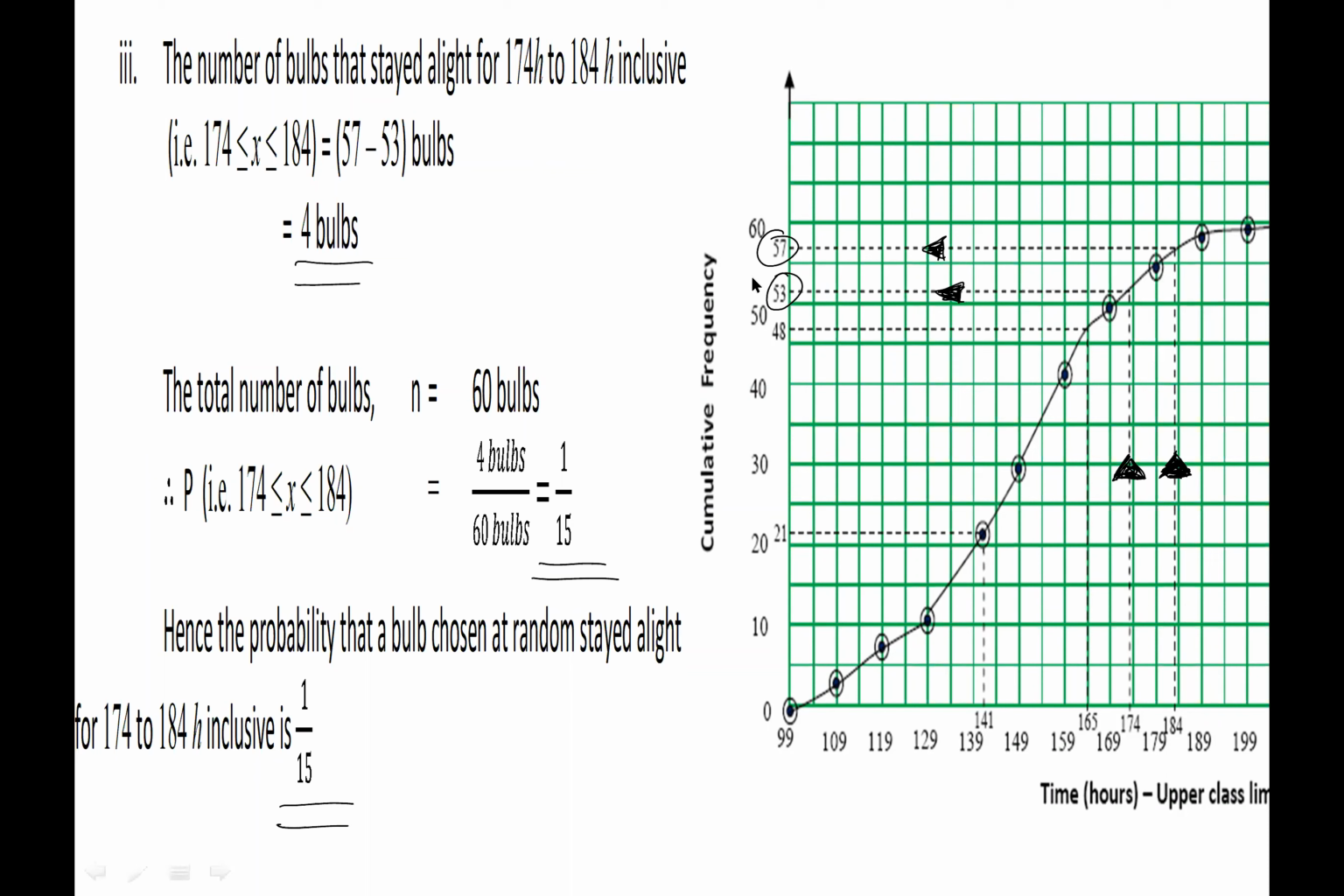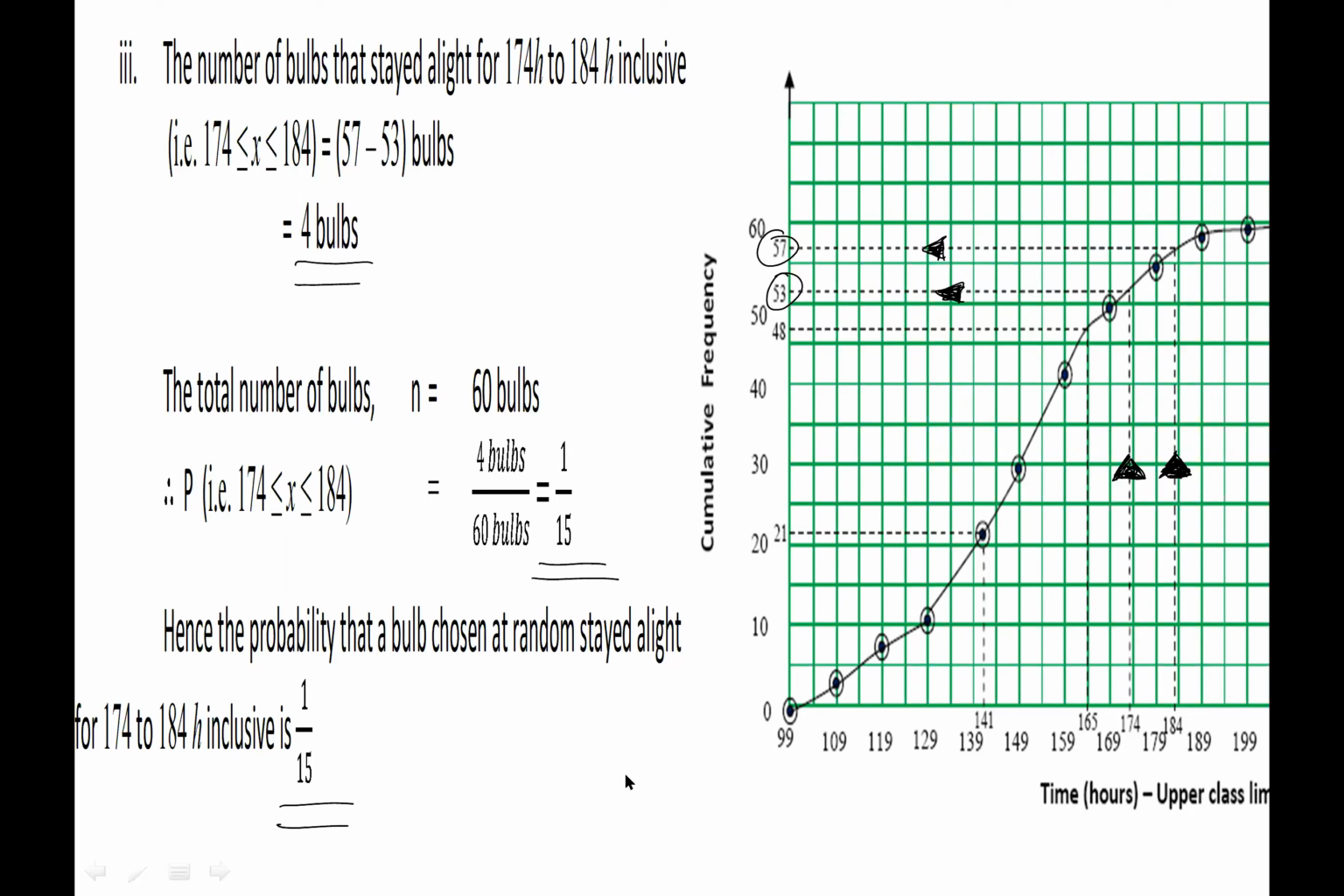So to find the number of bulbs that stayed lit between 174 and 184 hours inclusive, we'd have to do a subtraction to see how many bulbs stayed alight within that range. So that would be 57 take away 53. 4 bulbs would stay lit within the range 174 to 184 hours inclusive. Only 4 bulbs. And therefore, the probability would be 4 bulbs out of 60. The frequency we're looking for over the total frequency always gives us the probability. So it's 4 out of 60, or if you cancel down, 4 into 4, 1, 4 into 60 is 15. 1/15 would be the probability that they are looking for.